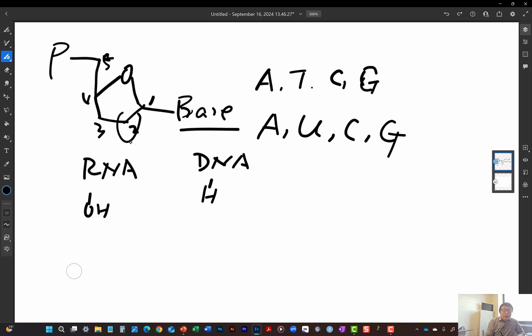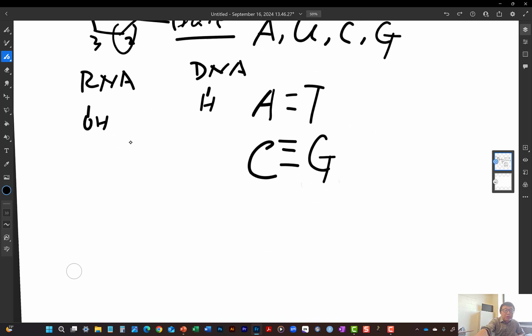These are nitrogenous bases, and A and T can form two hydrogen bonds. So an A nucleotide can form two hydrogen bonds to bind to a T nucleotide, and C and G can form three hydrogen bonds to bind each other. That's the basic pairing rule of DNA.